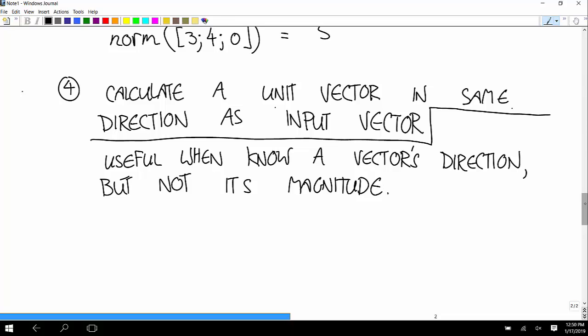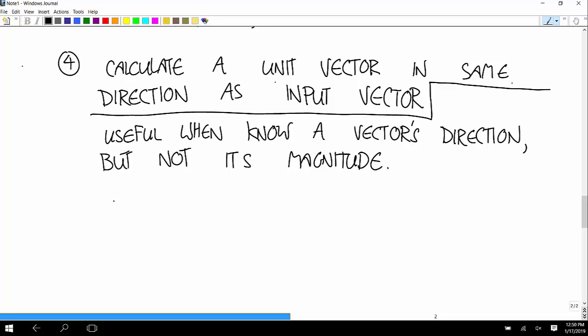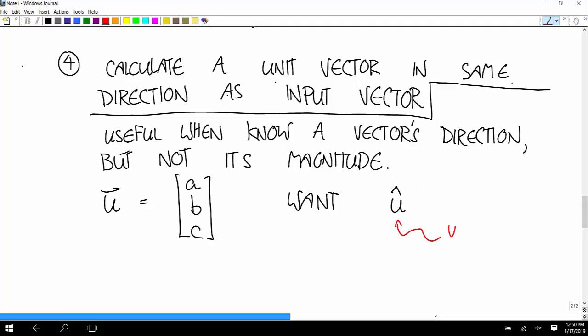Okay, so let's say that we have the vector u, and it's equal to a, b, c. Well, we already know that, and what we want is the unit vector in that direction that I'm going to call u with a caret on top, a hat. So this notation means it's a unit vector.